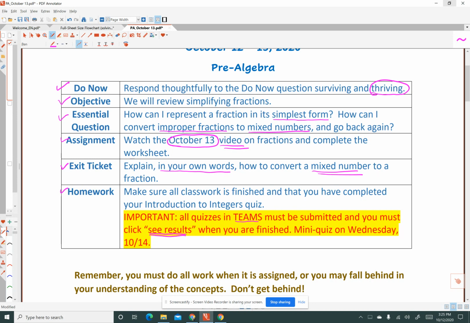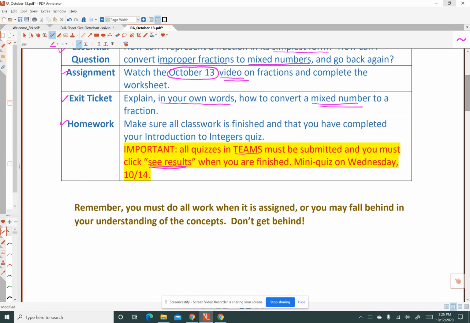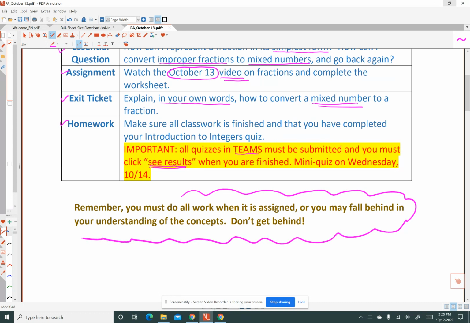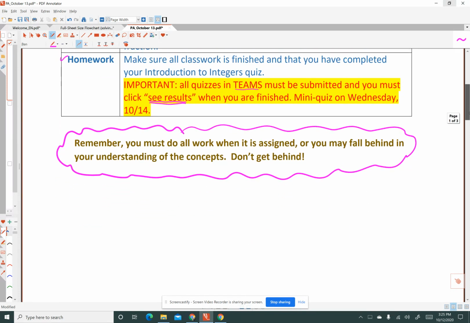Thank you for that. So let's move on. We have a little reminder, and this is so important. You must do all your work when it's assigned. Students, if you let everything go, thinking, oh, maybe I'll do it this weekend or something like that, and I keep moving on in class to new concepts, you're going to feel lost. So try to stay on top of everything as it's assigned. It will really help you.